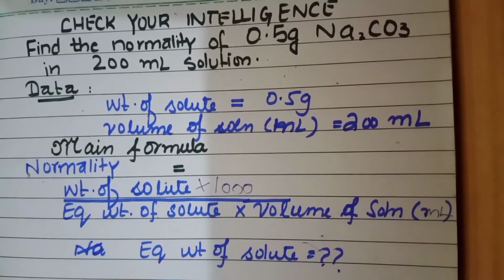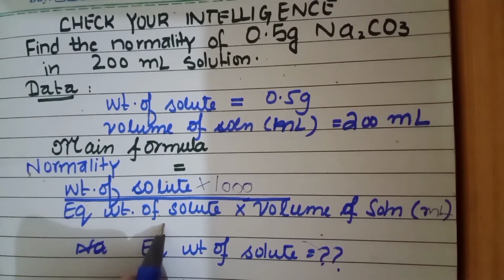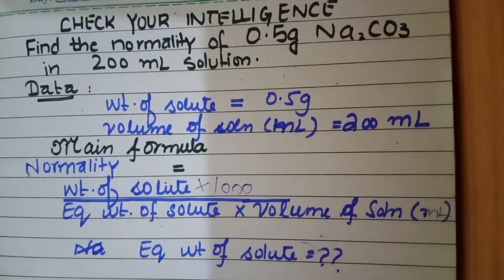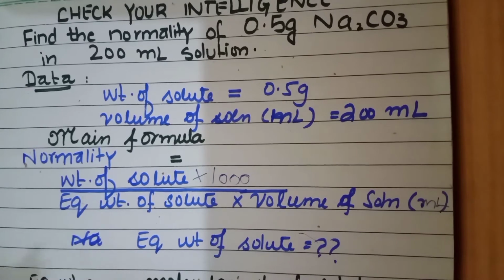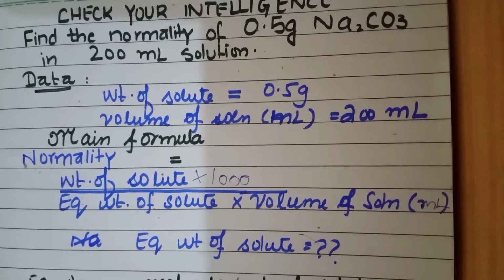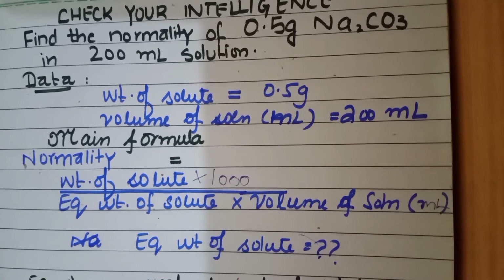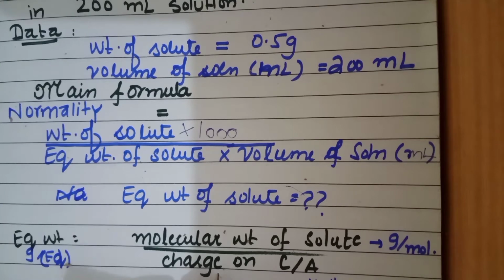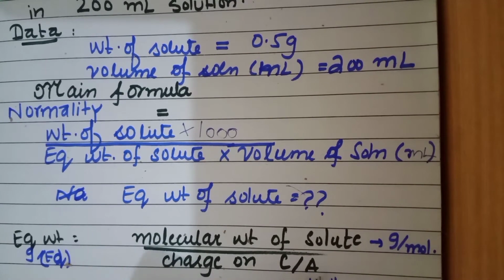Now the question arises, what is the equivalent weight of solute over here? Because we know the weight of solute plus the volume of solution. So we are going to find the equivalent weight of solute. As you can remember, I have already told you in the last video about the formula of this equivalent weight. Now I have written it over here. Equivalent weight is molecular weight of solute divided by charge on cation or anion.